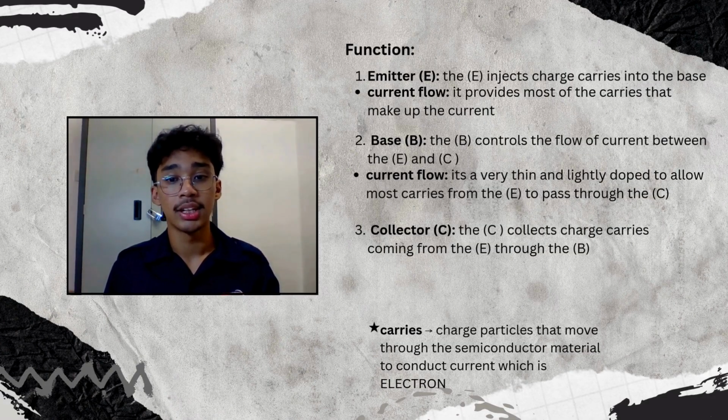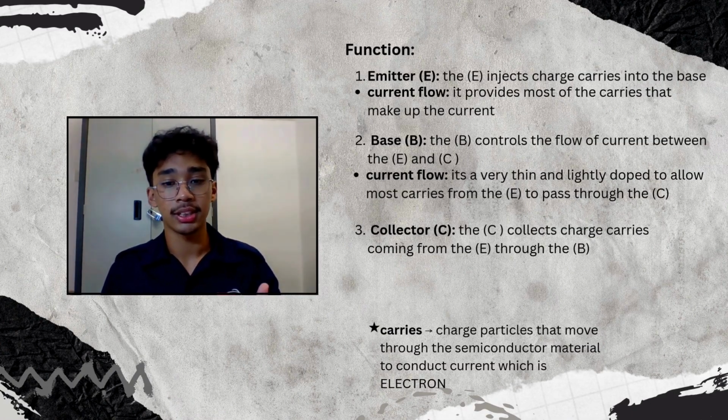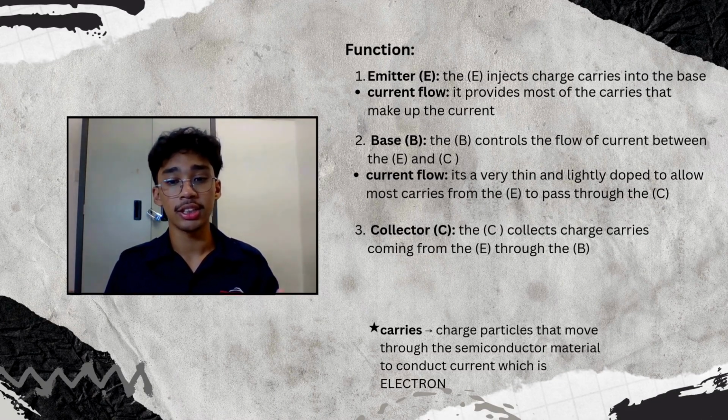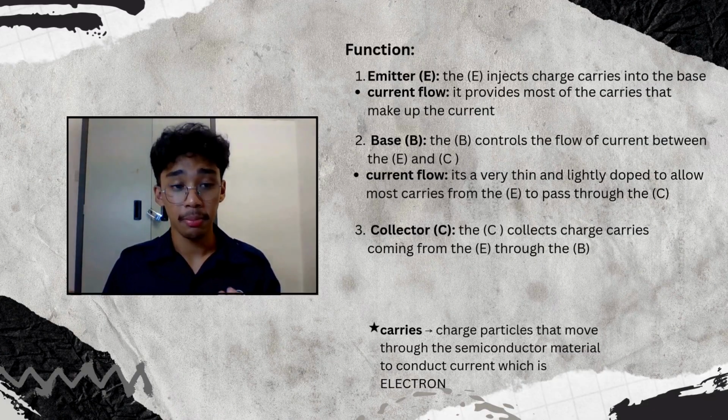Second, we have the base. The base controls the flow of current between the emitter and the collector. It is very thin and lightly doped to allow most carriers from the emitter to pass through to the collector. The third one is the collector. The collector collects charge carriers coming from the emitter through the base.